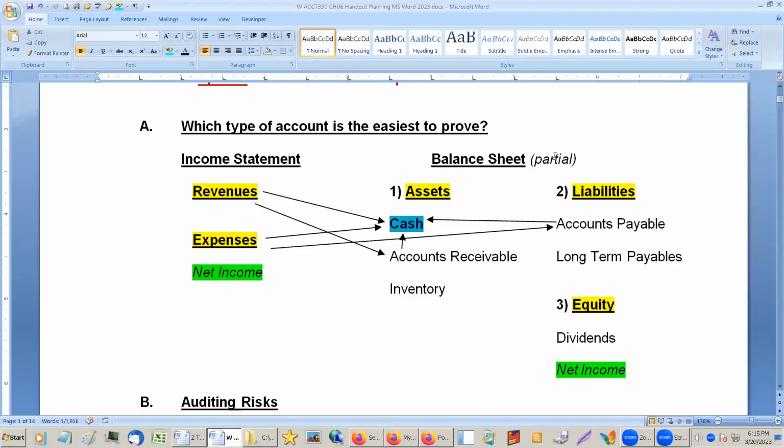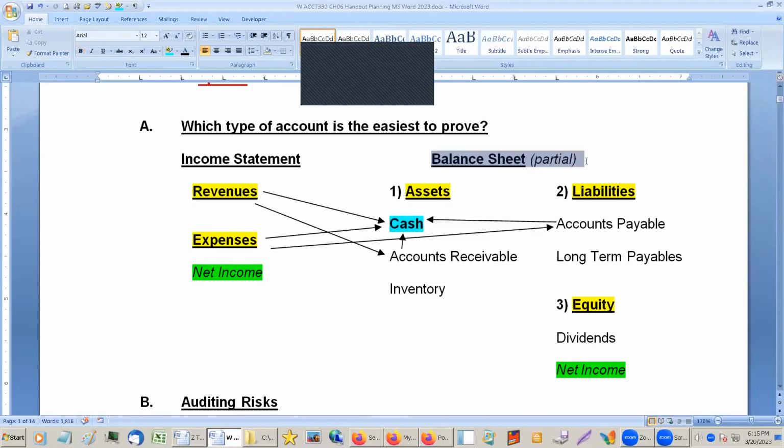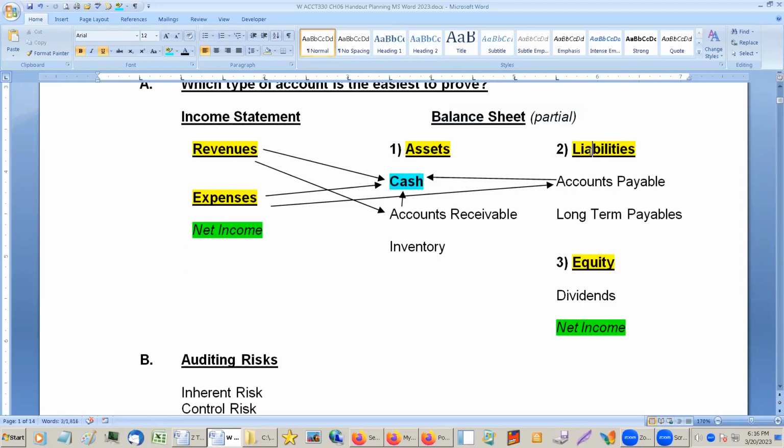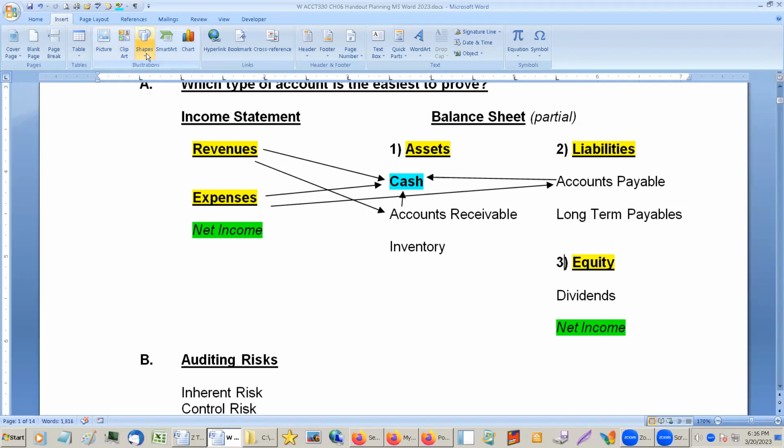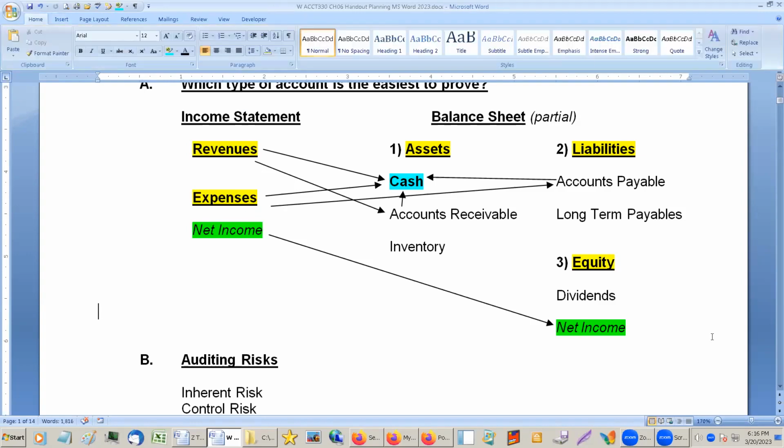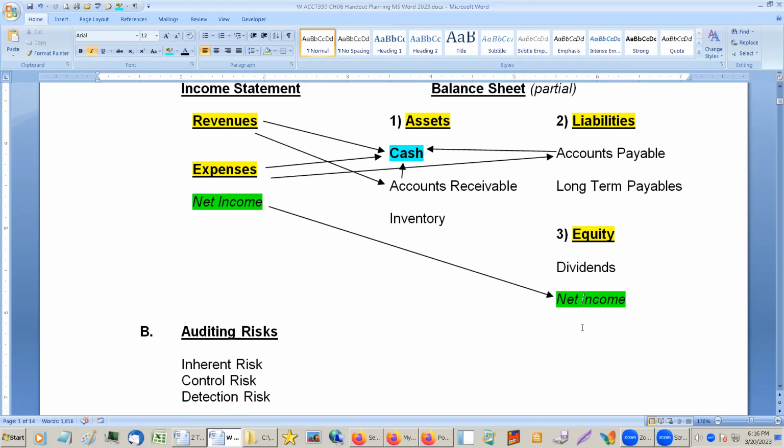So we really beat up the balance sheet. The balance sheet is really beat up during an audit. And again, if you prove assets, you prove liabilities, equity is proved then, and that pretty much proves the income. If you prove out equity, that must mean that the income is correct. Even if the revenues and expenses are off by a little bit, whatever they came up with for the income is probably okay.